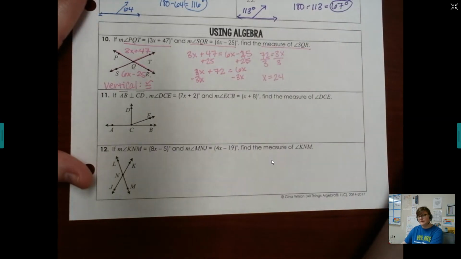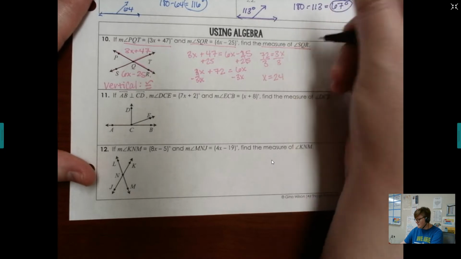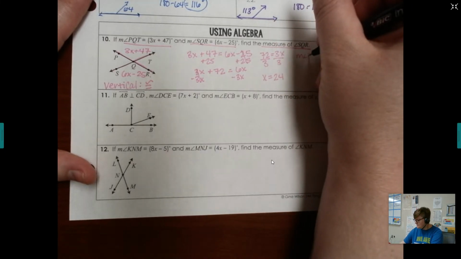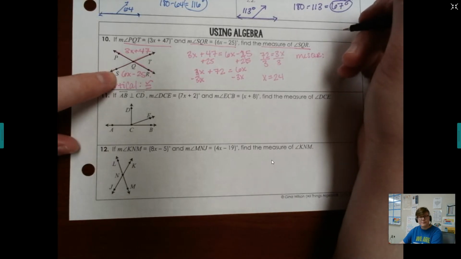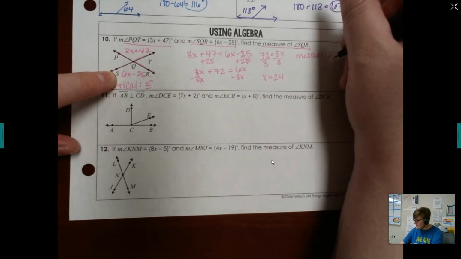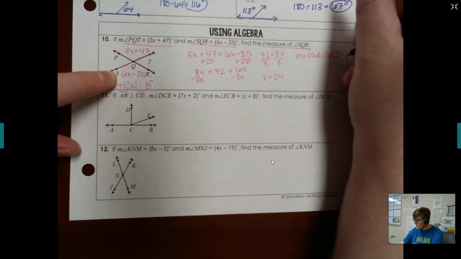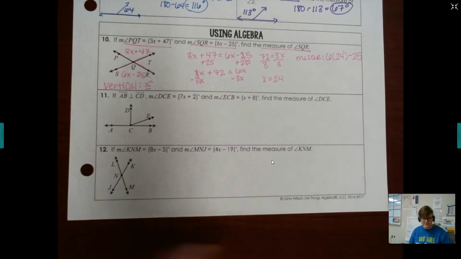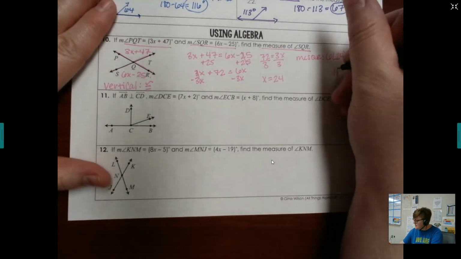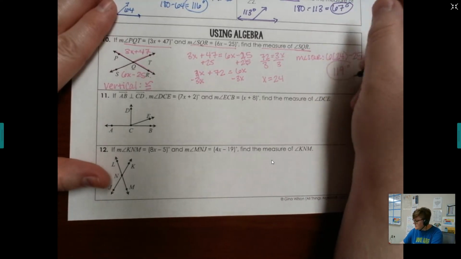But remember, we're finding the measure of an angle, so we're not quite done until we do that. So measure of angle SQR, we were given this expression, so 6, we'll plug in our 24 as x, minus 25, and then you can type that whole thing right into your calculator as long as you include those parentheses, and you'll get the right answer, 119 degrees.